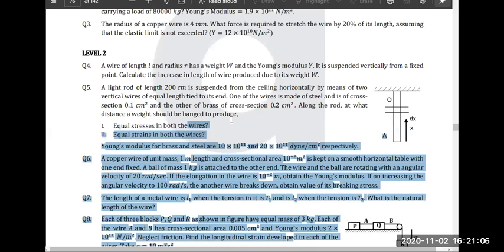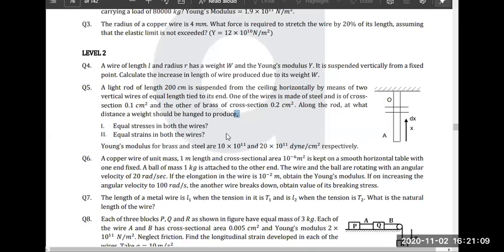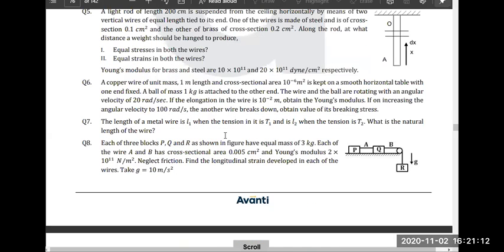Next, question number 5 was a good question, not as easy, but good. So let's see question number 6. A copper wire of unit mass, 1 meter length and given cross section area is kept on a smooth horizontal table with one end fixed. A ball of mass 1 kg is attached to the other end and the wire is rotating. This is the case of rotation, and we have solved a problem like this. Tell me, yes or no?